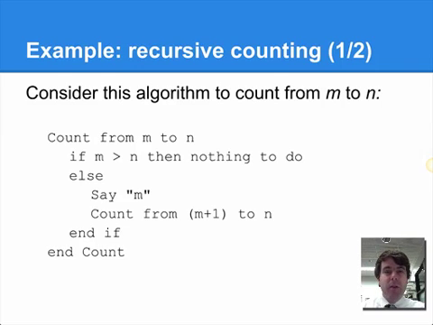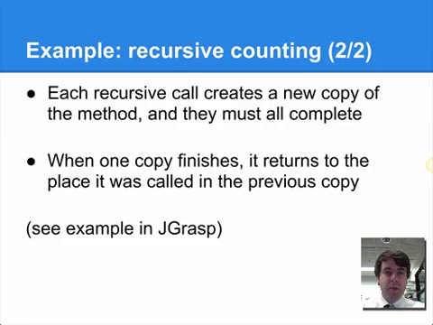So in order to count from 1 to 5, I say 1, and then I count from 2 to 5. In order to count from 2 to 5, I say 2, and then I count from 3 to 5. And through all of that work, when we're all done, eventually we will have counted out 1, 2, 3, 4, 5. Now, granted, this is a really simple example, and it's not something that you would probably use recursion for. But we start with the simplest example just so you can understand what's going on.